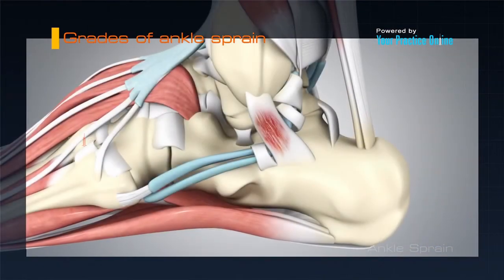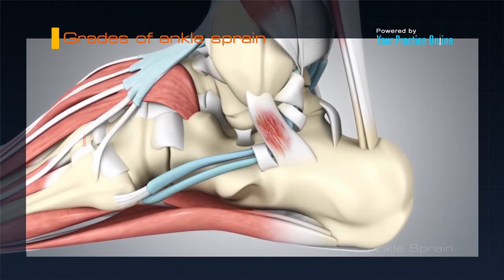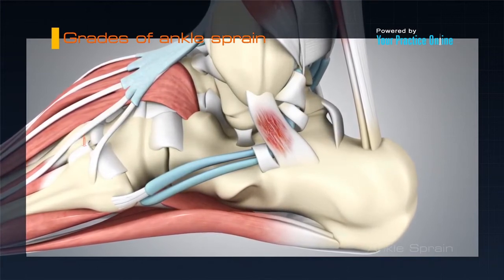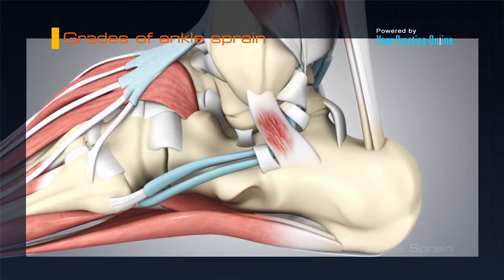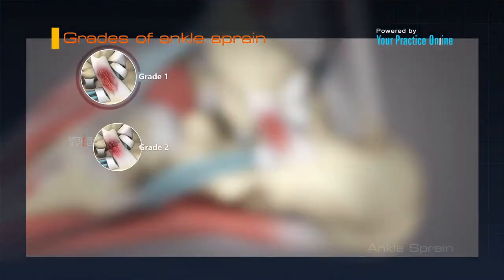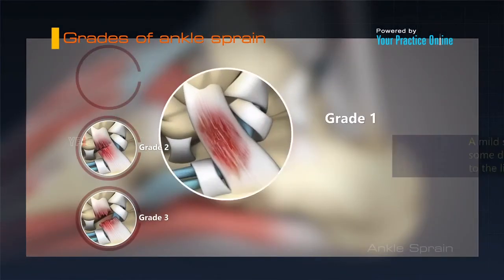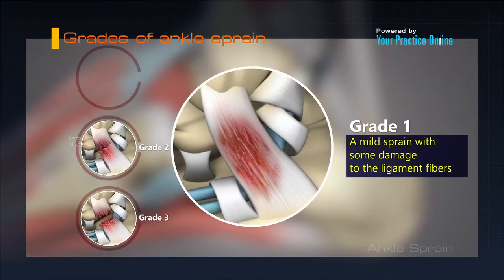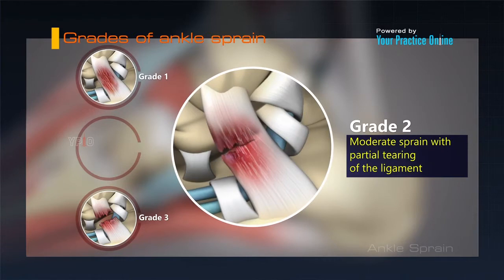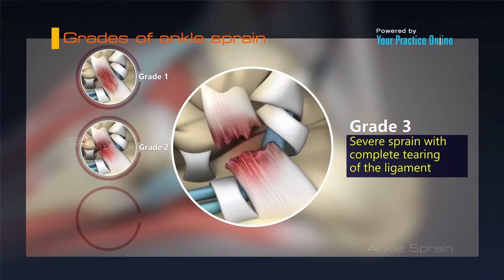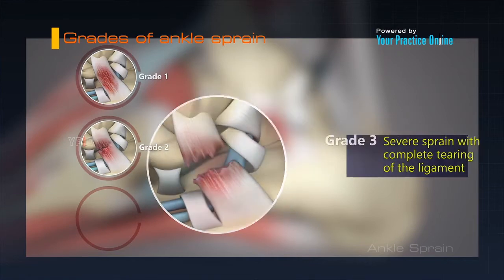Grades of ankle sprain. Based on the severity of the ligament's condition, ankle sprains are categorized as grades 1, 2, or 3. Grade 1, a mild sprain with some damage to the ligament fibers. Grade 2, a moderate sprain with partial tearing of the ligament. Grade 3, a severe sprain with complete tearing of the ligament.